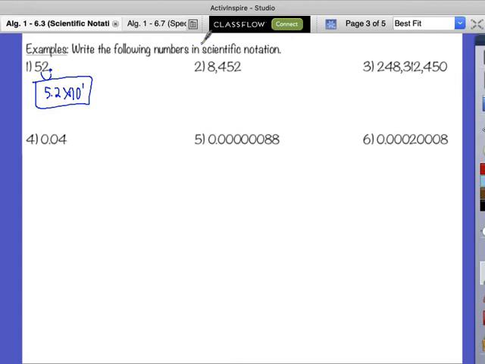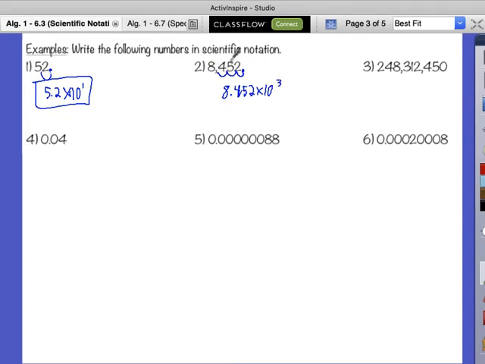Okay. So let's talk about this one up here, guys. 8,452. Where is our decimal right now? Behind the 2. Where do we want our decimal to end up? Between what two numbers? 8 and 4. We want one number in front of the decimal and one number only. So how many spots do we have to move it to get it in front? 1, 2, 3. So it becomes 8.452 times 10 to the third.